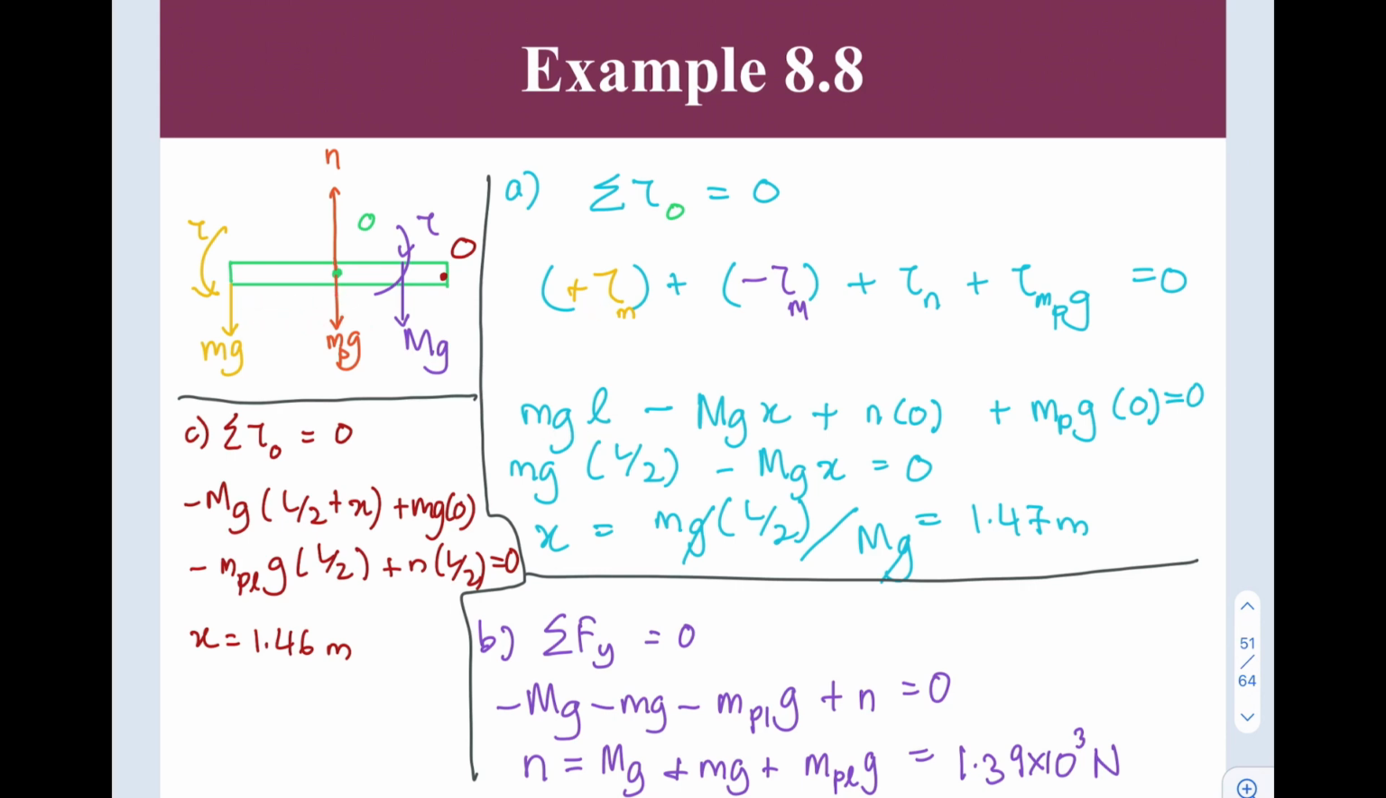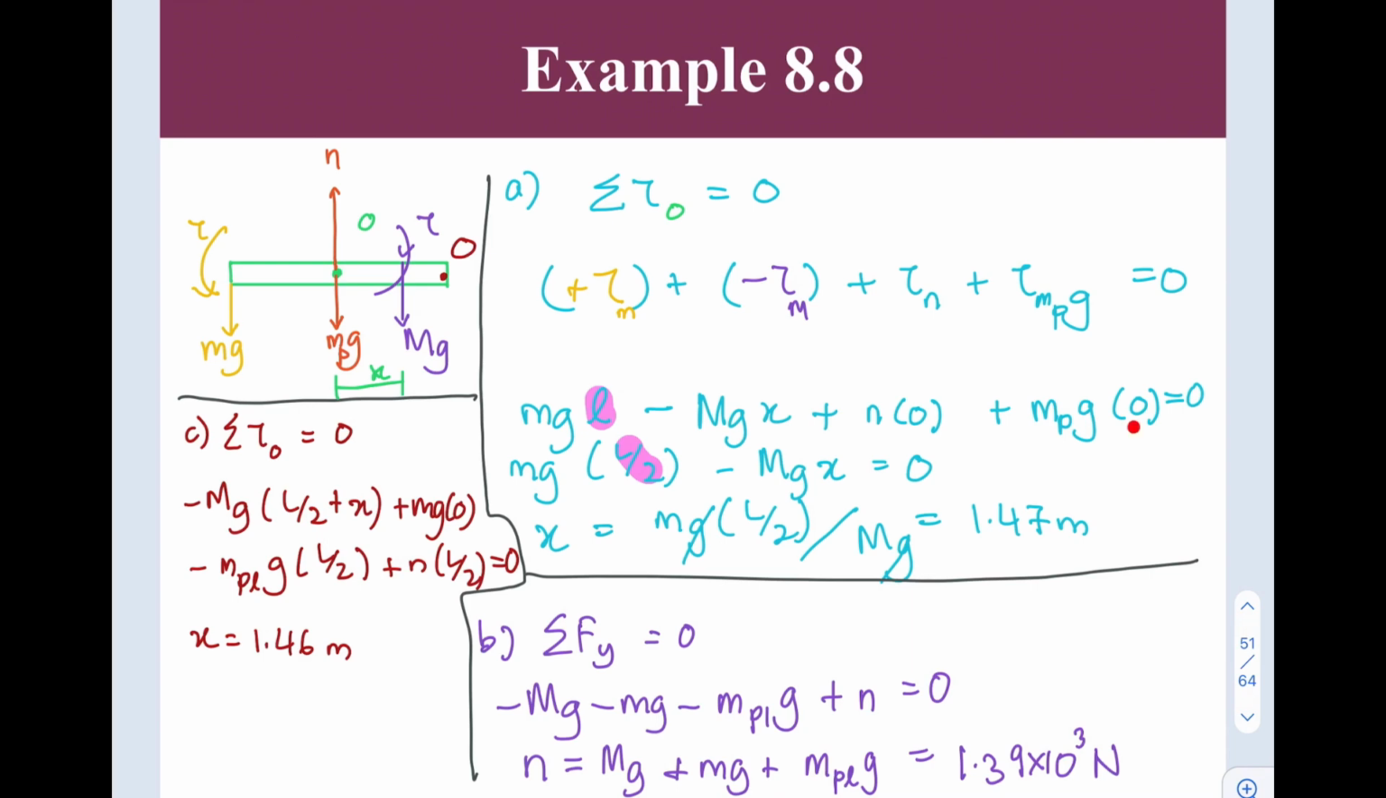the weight of the woman times L. The L here is half of the total length of the plank. And the x is actually the position of the man from the pivot. x is here. So it's negative because the direction is clockwise. And for the torque due to the normal, it's times no perpendicular distance, right? No perpendicular distance because it's acting on the pivot itself. That is why it's 0 here.